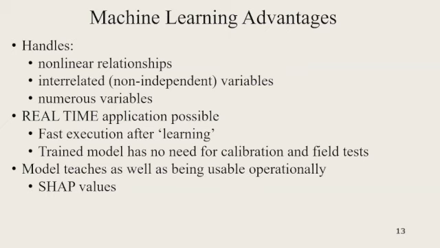Machine learning can handle numerous variables as well, and conceivably we could have 20 variables that establish the relationship between thermal inertia and soil moisture. Once a model is trained in machine learning, they can run remarkably fast. So a trained model can be a real-time application.